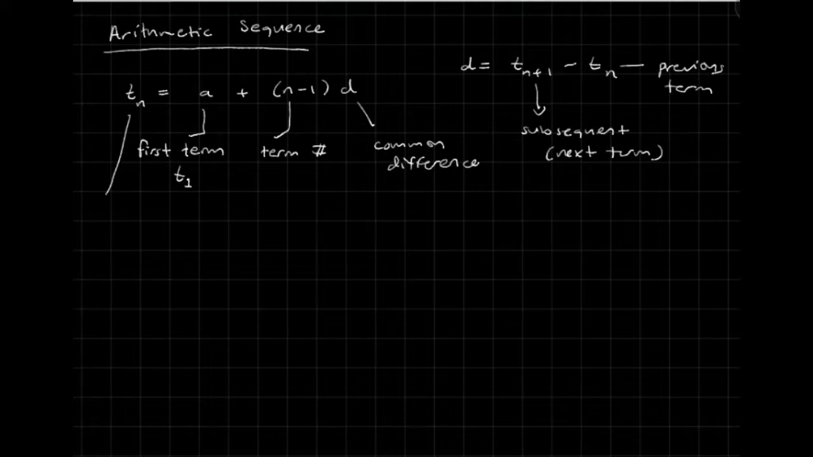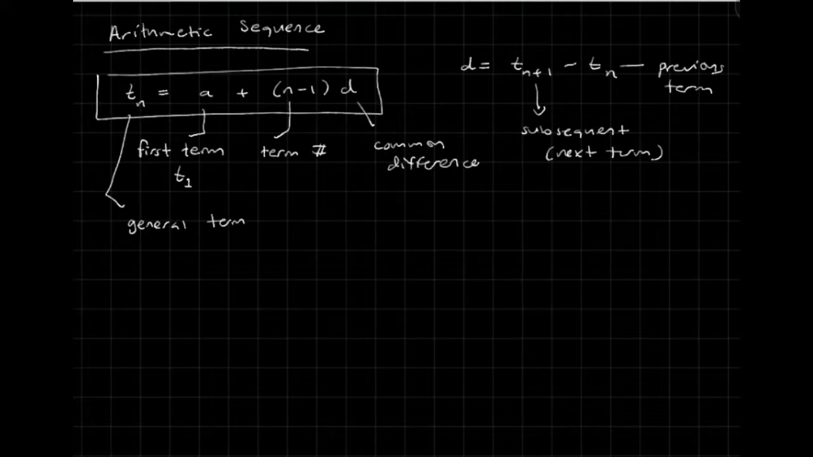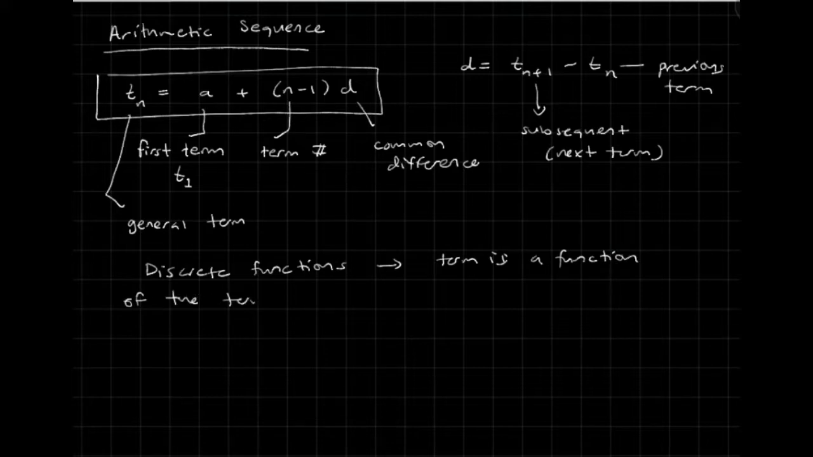Now tn here is the general term, and we can use this equation of an arithmetic sequence to determine a particular term if we know the term number. So these are what we call discrete functions, because the term itself is a function of the term number.